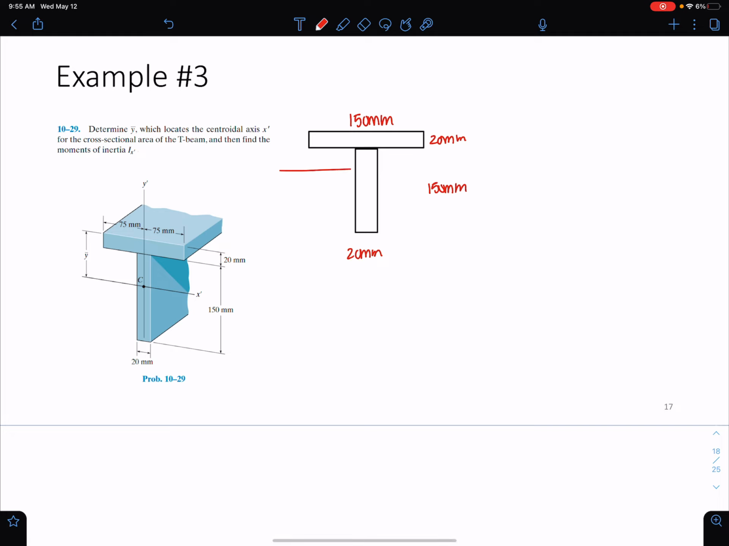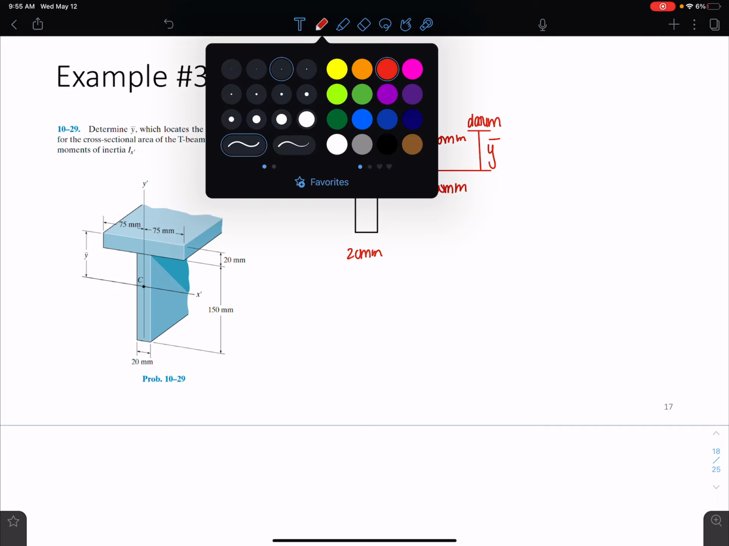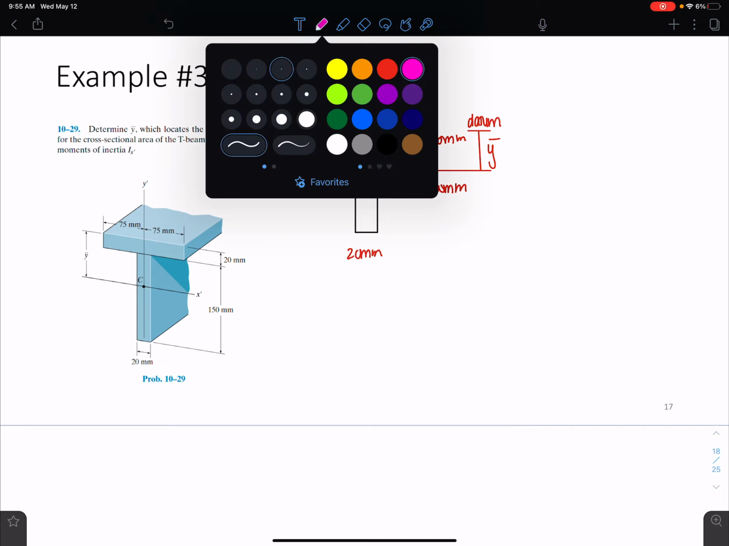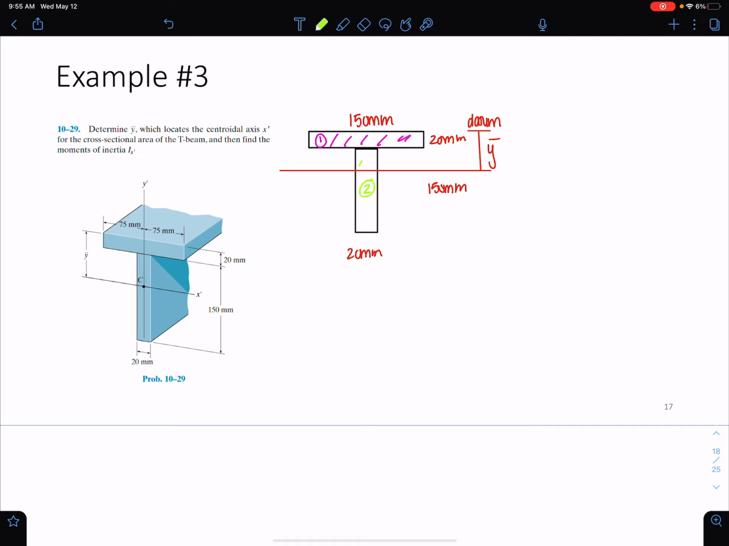the previous section, so I'm going to go through this one a little quicker. My y bar can be measured from the top or the bottom. I'm going to calculate my y bar from the top this time. So remember that means my datum is up here on the top. I'm going to separate this shape into two areas. Area 1, this pink bar up top, and area 2, this green shaded portion on the bottom.